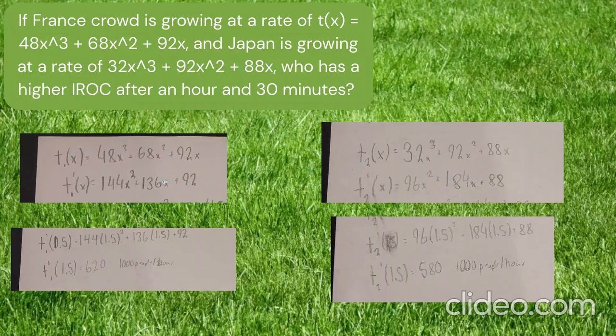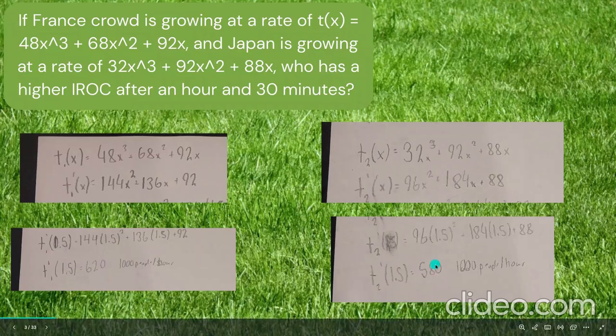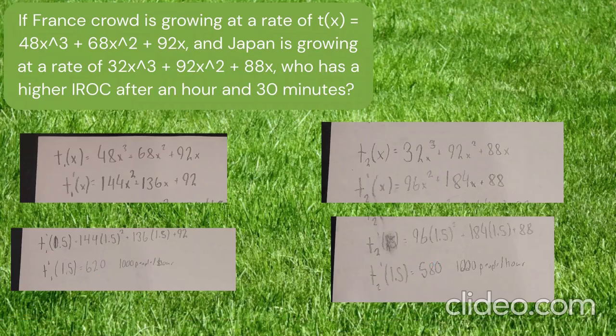When we plug in the 1.5, we can see that France, which is this side, will be growing at a faster rate of people after an hour 30 minutes than Japan will. So the France side is growing at a more popular rate than Japan's. Let's move on to the next question.